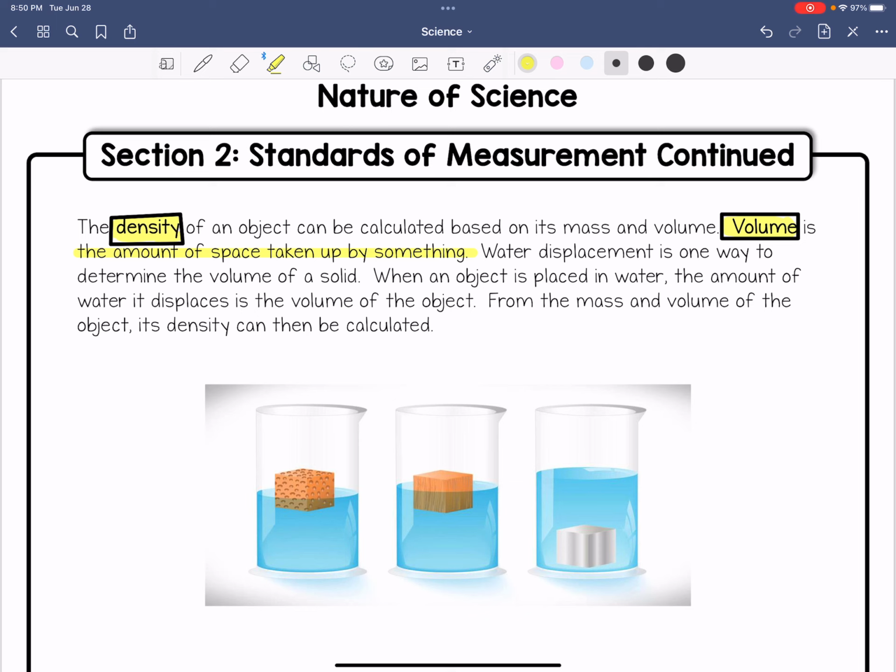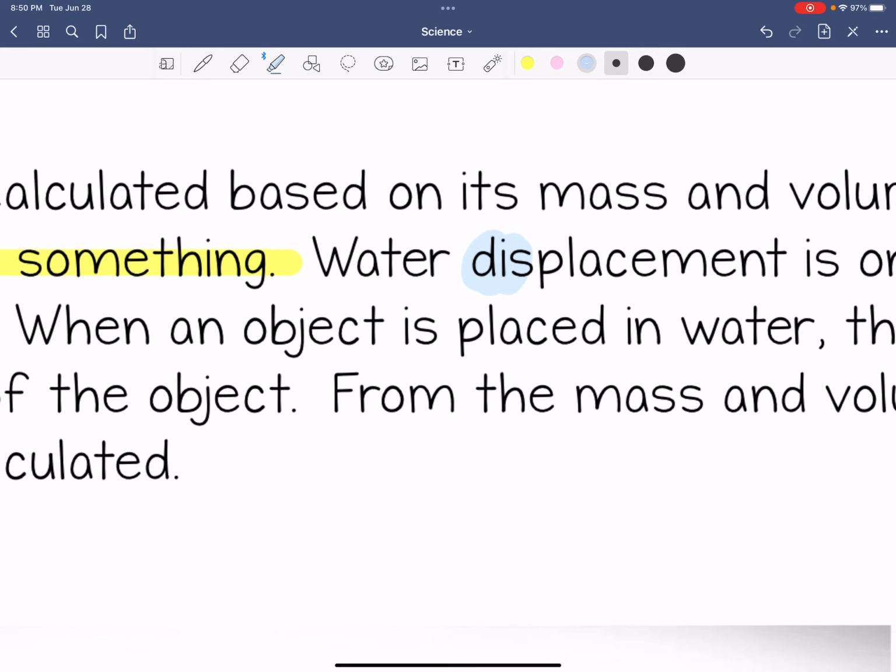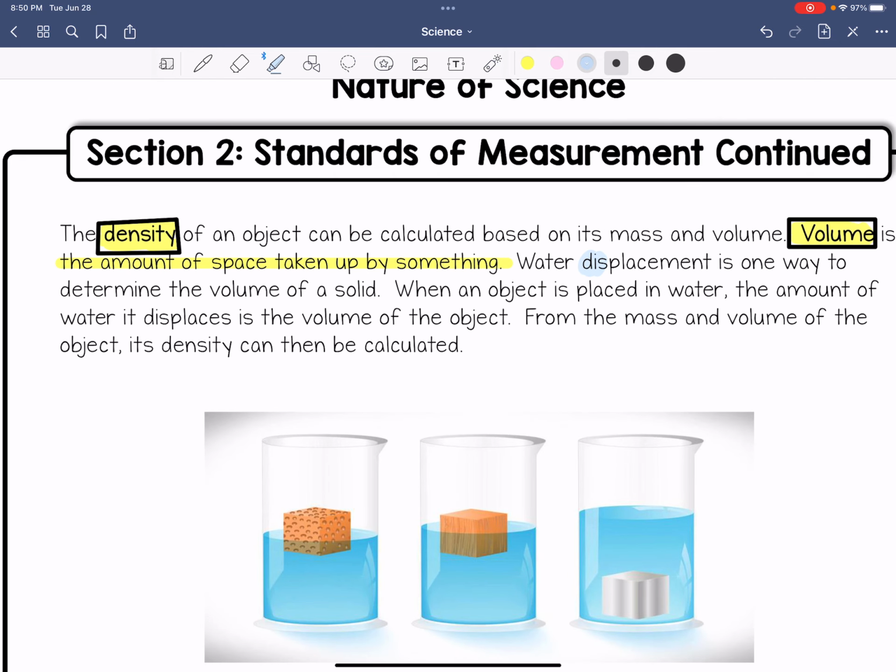Water displacement is one way to determine the volume of a solid. And I see a word part here that I want to highlight. There's a prefix, dis, D-I-S. So let's get that one. Let's also get ment, M-E-N-T, while we're doing it. Water displacement is one way to determine the volume of a solid. When an object is placed in water, the amount of water it displaces is the volume of the object. From the mass and volume of the object, its density can then be calculated.